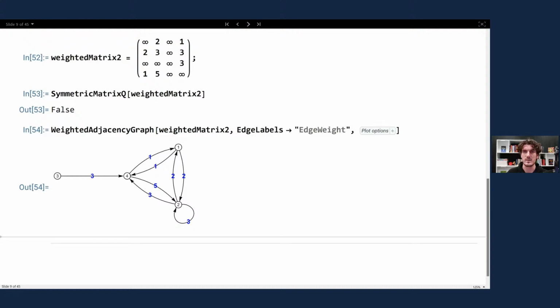I just thought of, like, the time you have to wait at a train station to get your next train. That could be a kind of edge weight. I suppose it could be a vertex weight as well.